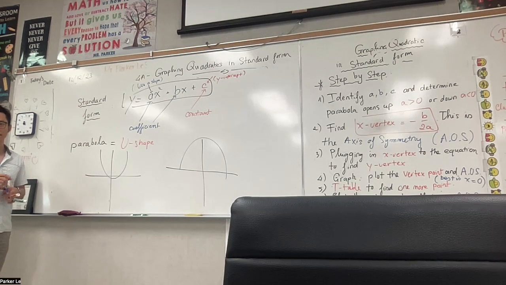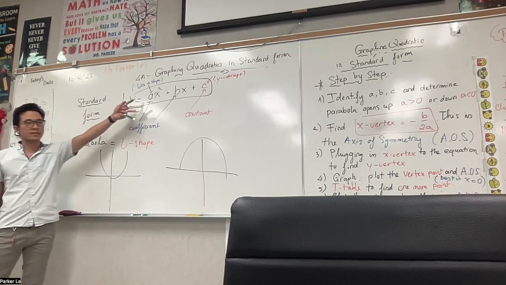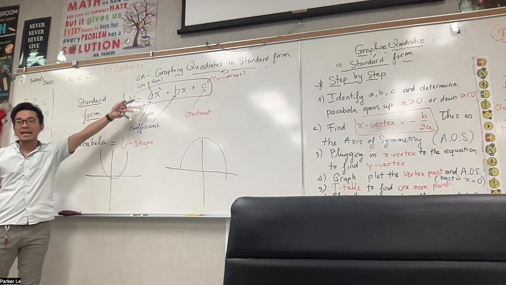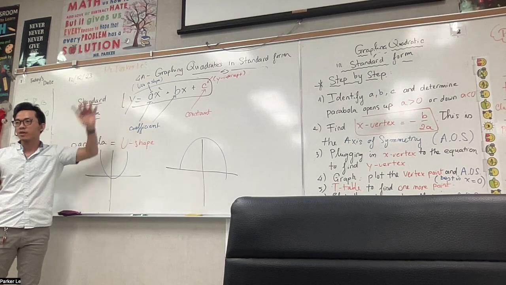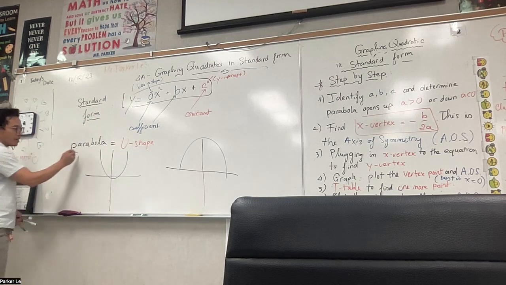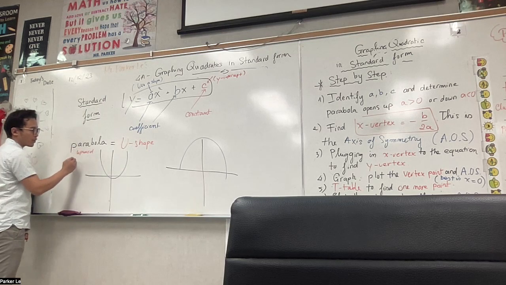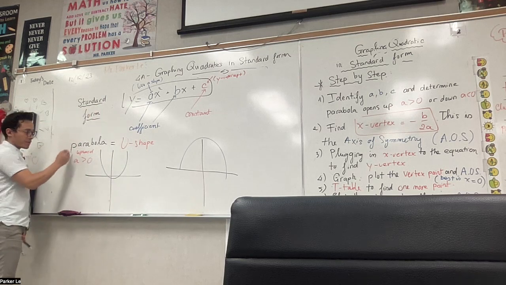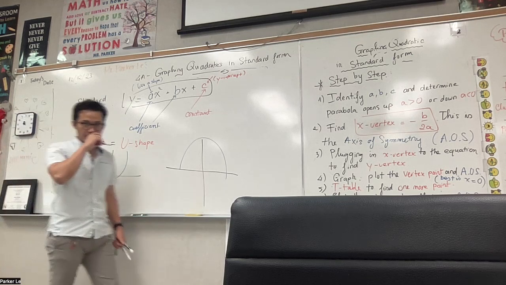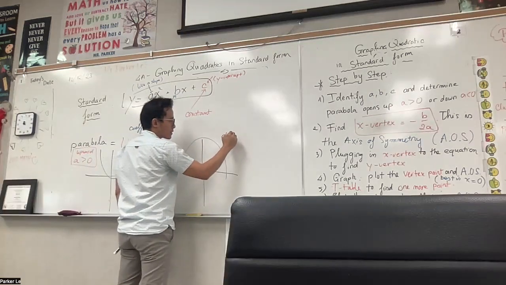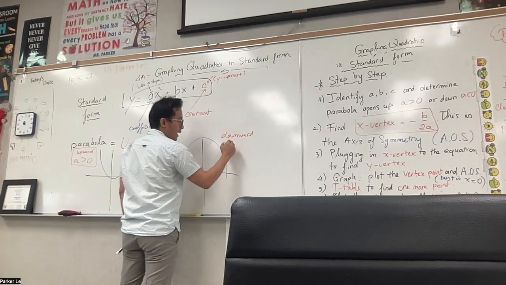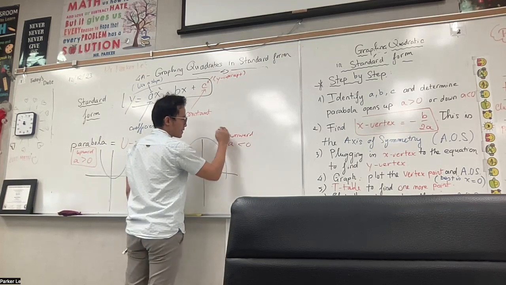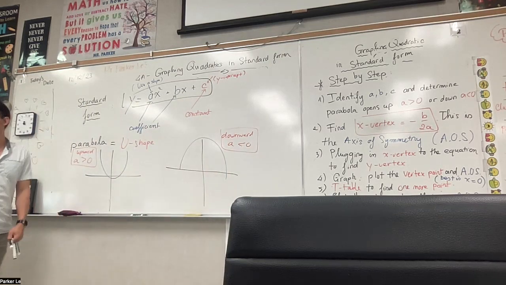So how do we know whether this is upward or downward? Look at the one I just said. A serves like this. So based on A, you can tell if it is upward or downward. It is upward when A is positive, when A is like slope. And then downward when A is negative.